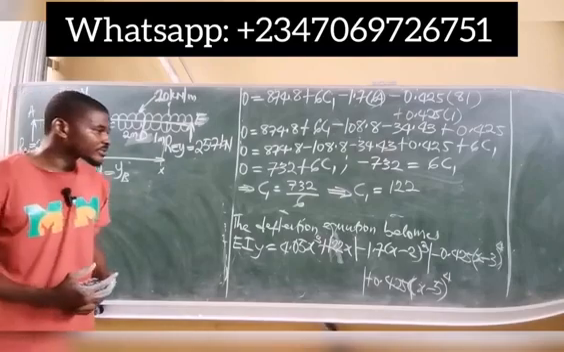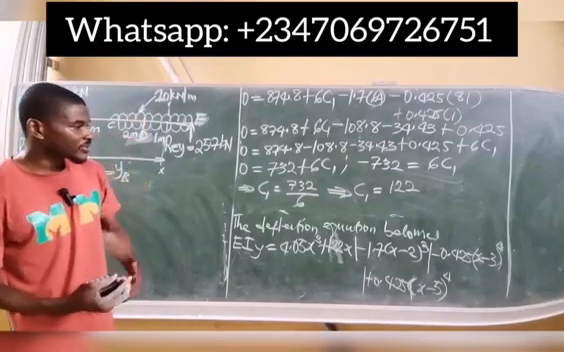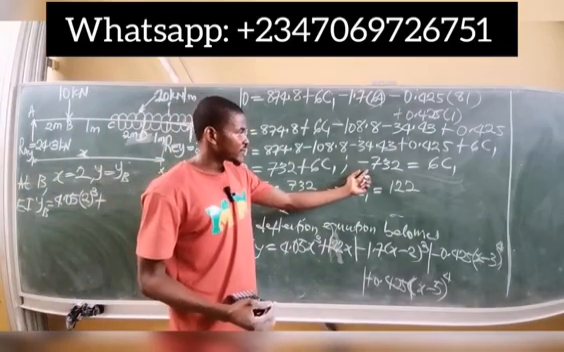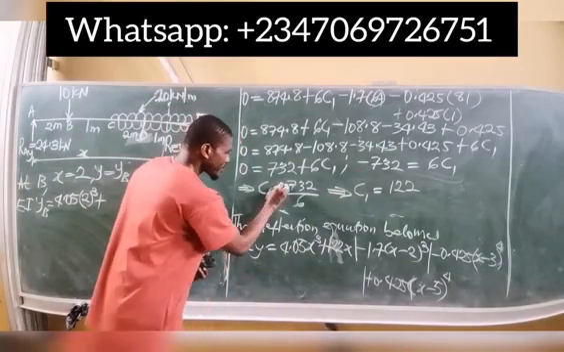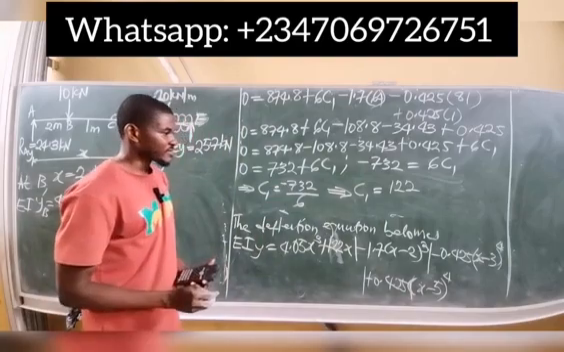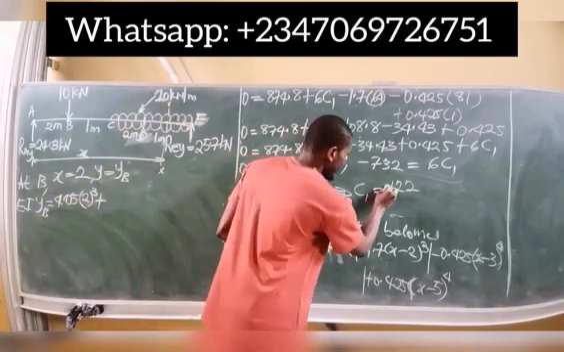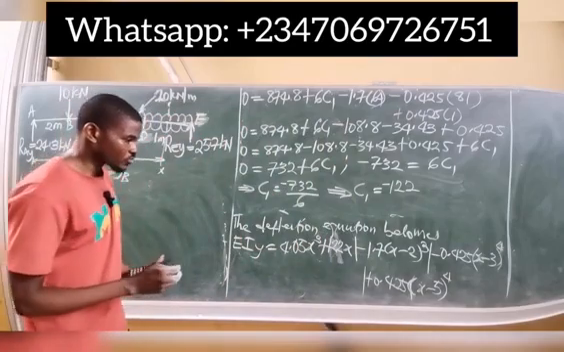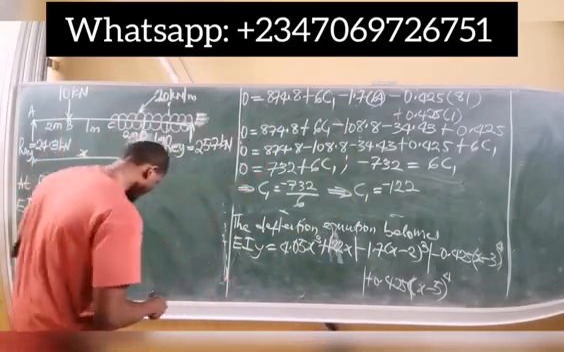Please take note. I think there was an error somewhere. Please, the constant should have been negative. We have here minus 732. So this is actually minus 732 divided by 6. And that should give us a negative value for the constant. So the constant C1 is actually minus 122. Just an error there.